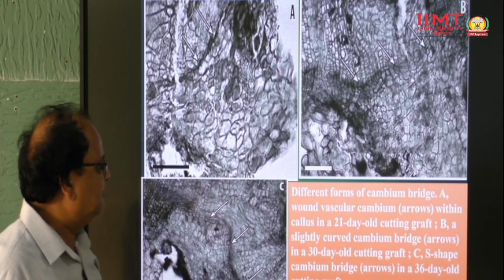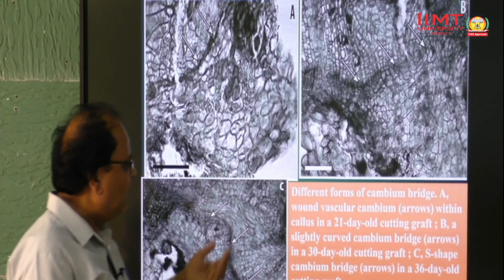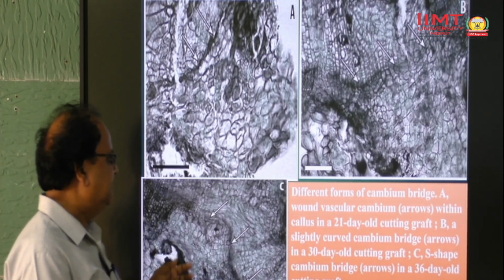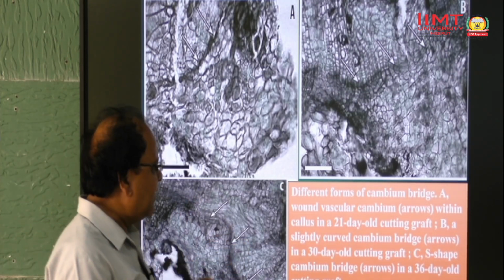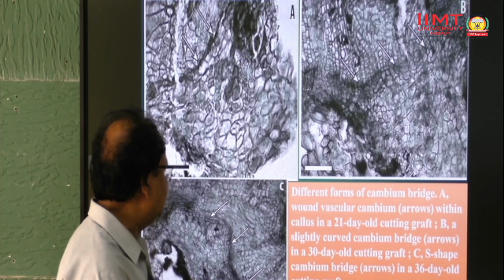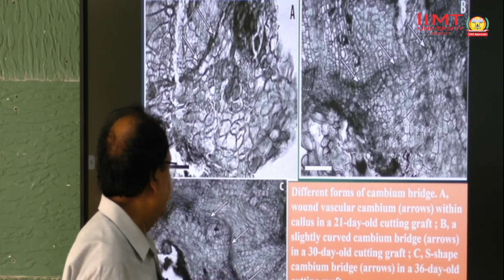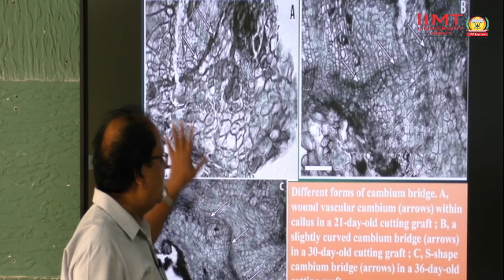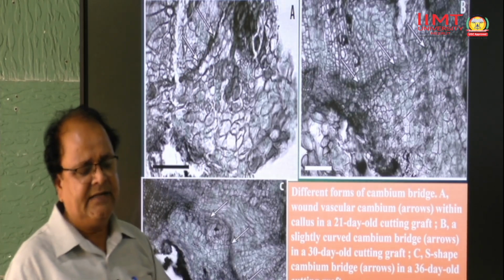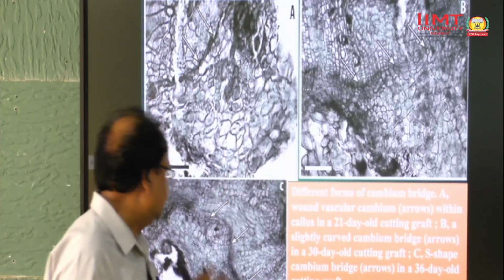This is the vascular cambium and callus, here a 21-day-old cutting graft, and slightly curved cambium bridges, arrows, in a 30-day-old cutting graft, and then cambium bridges in a 36-day-old cutting graft. The bridges come after developing, at the time of incompatibility in the rootstock and scion.